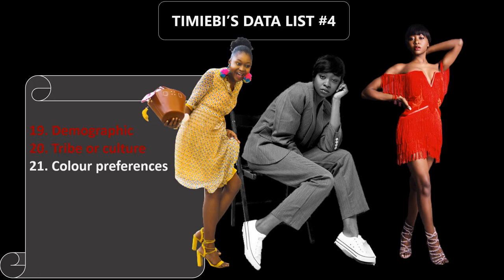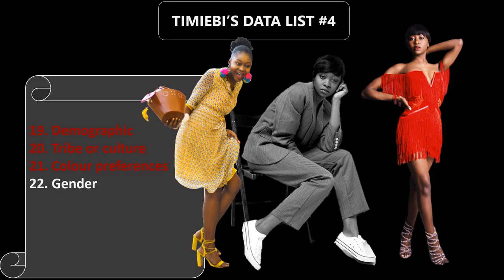Color preferences. You are creating different options for the customers. Timebi's business model relies on color choices. On eBay or Amazon, a listing with varying options of color attracts more sales. The same applies to a listing with different size options.